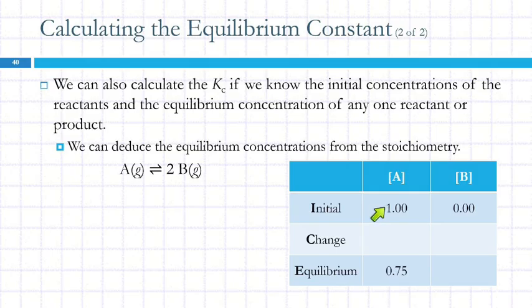So A started at 1. We had 1 molar of this and none of that. So the reaction is going to go in the forward direction to get to equilibrium. You can't go backwards because there wasn't any B. So we're going to lose some of this, right? Let's call that X. So the A concentration is going to go down by X. And the B concentration is going to go up. But for every 1 mole of this, I make 2 moles of that. So it goes up by 2X.